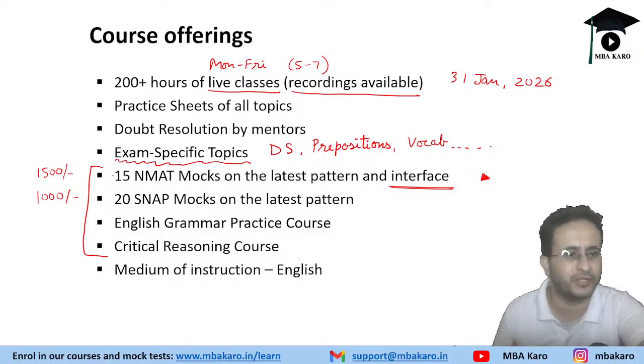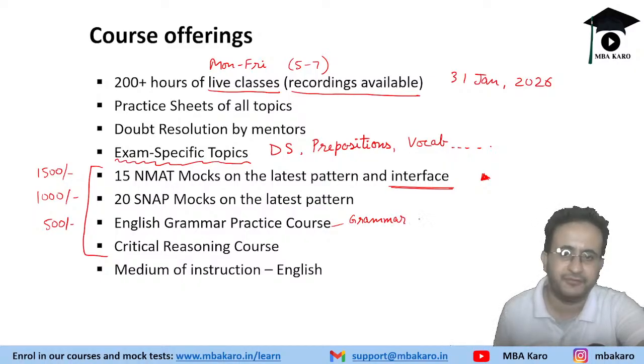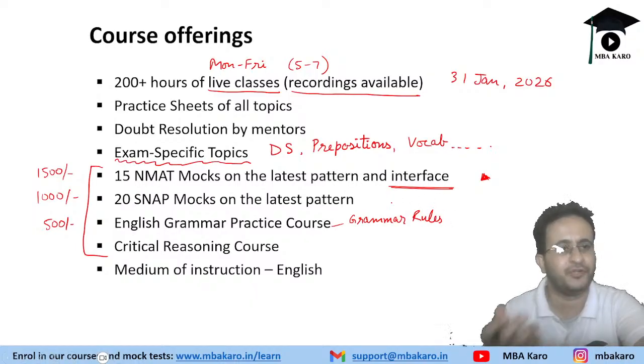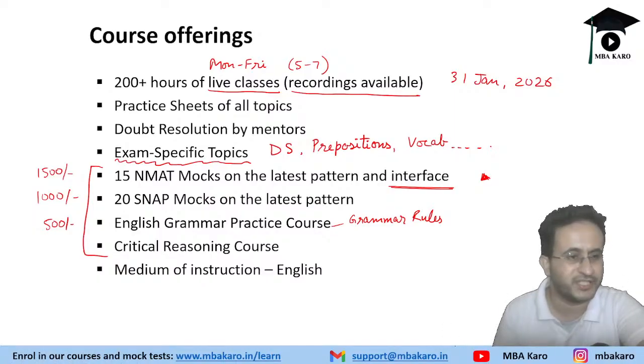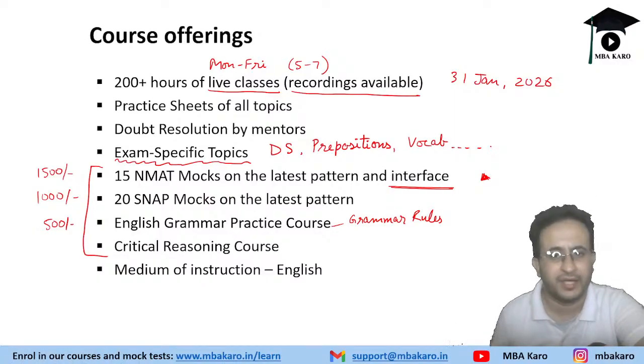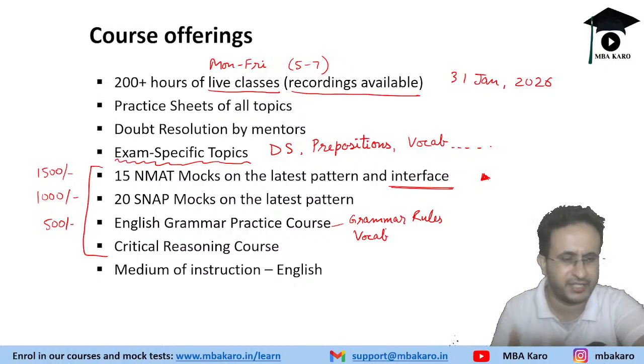Let's say if you do not wish to enroll in our course but just want the mocks, these are available. There is an English grammar practice course which is offered for just 500. The advantage of this is that you have grammar rules, and if you see the past year papers, you will find that most of the questions are from these grammar rules. There are error spotting questions in NMAT, 5 to 6 questions, all of them from these rules. Then you have Vocab Powerhouse, in which synonyms, antonyms, etc. are given, and it has some practice tests also, and idioms and phrases. All this is included in this.